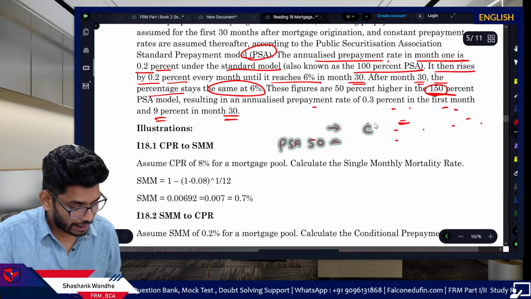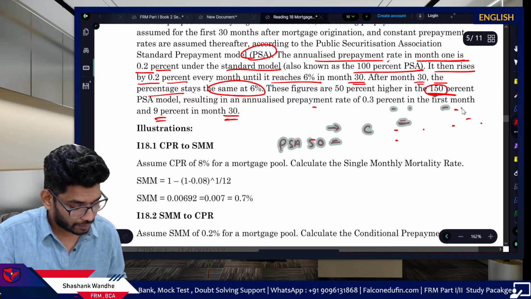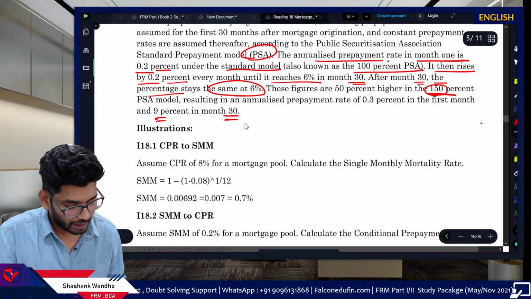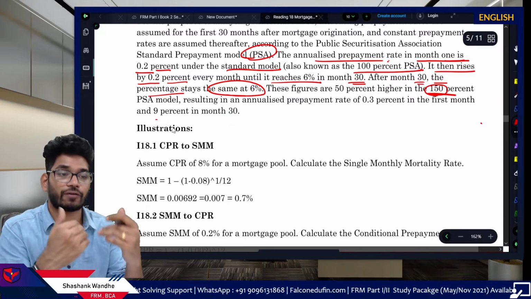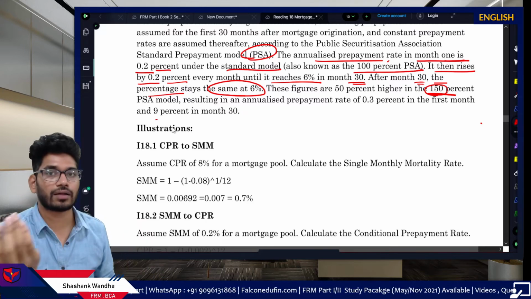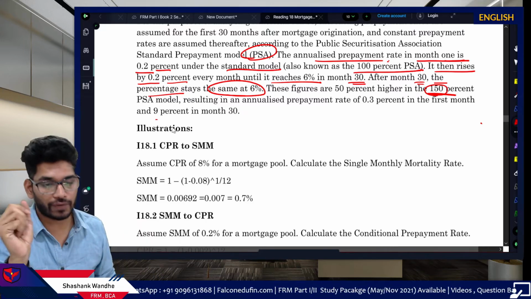I hope you got the idea why PSA is important and why CPR is important. What is the purpose of CPR? It will help you in calculating the prepayment rate. If you know the prepayment rate, then you can better estimate your pool. And based on that, the investors can better estimate the quality of the assets, right?